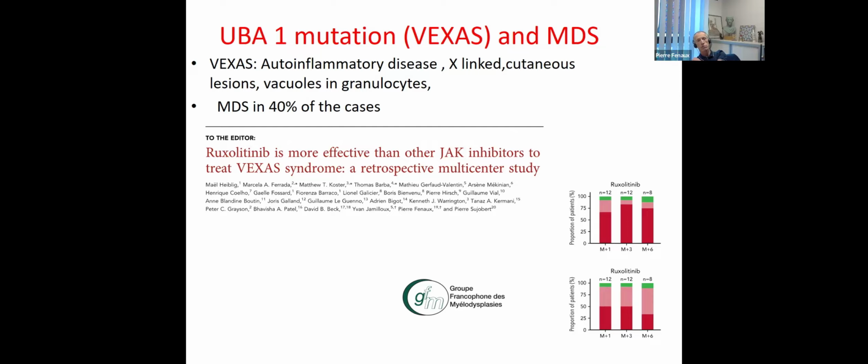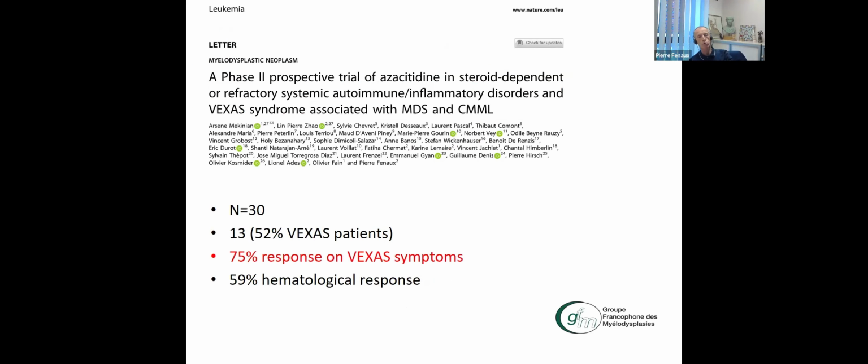It leads to vacuoles in granulocytes, and about 40% of the patients have concomitant MDS. And this is always low-risk MDS. So when you have low-risk MDS, especially in males, it's important to test for this UBA1 mutation. What we found was that JAK2 inhibitors like ruxolitinib worked pretty well in VEXAS. And as I said before, azacitidine also works pretty well in VEXAS with or without MDS. So it's important to know if the patients have VEXAS to treat them with azacitidine or, for example, JAK2 inhibitors to improve cytopenia. Generally, after first treating the patients with steroids.